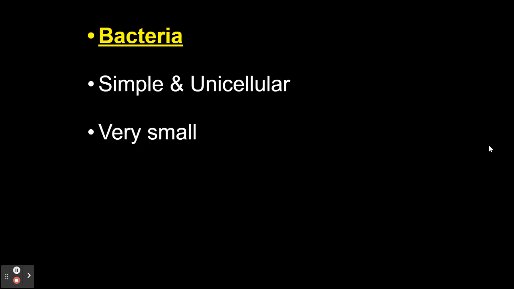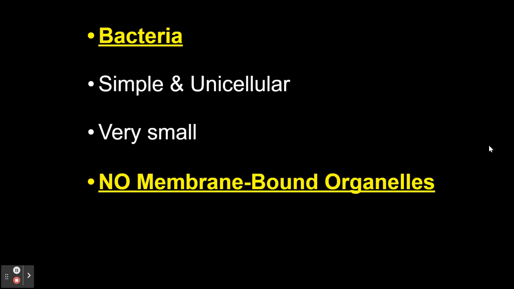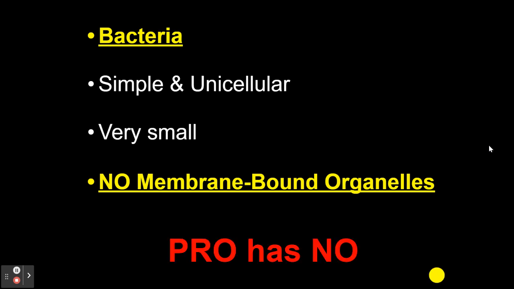Now let's look at prokaryotes. So prokaryotes are bacteria, only bacteria. They're very simple and unicellular. So think about, remember, a little one-room cabin. They're very small. They don't have any membrane-bound organelles. So that's like having rooms within the cabin. They don't have any structures that have their own membranes around them. So think pro has no.